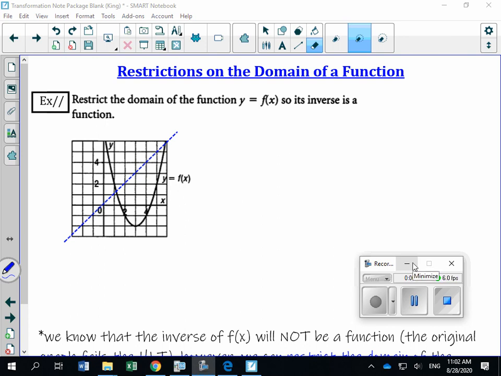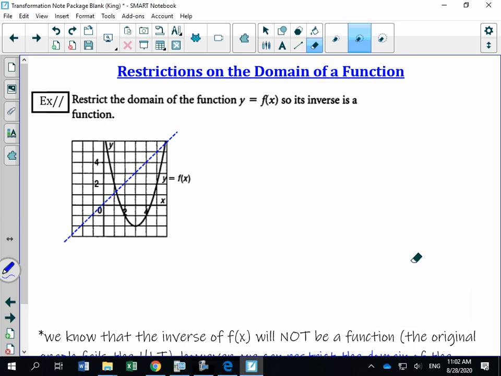Okay, this video is going to be part 2 for the inverse of a relation, and we have one last concept to go through, which we're going to look at in 2 different examples. And when we're done these 2 examples, that will conclude all of the concepts in your unit on transformations.